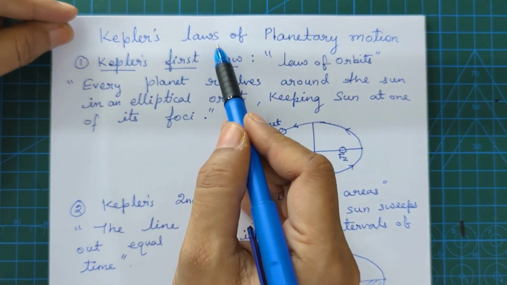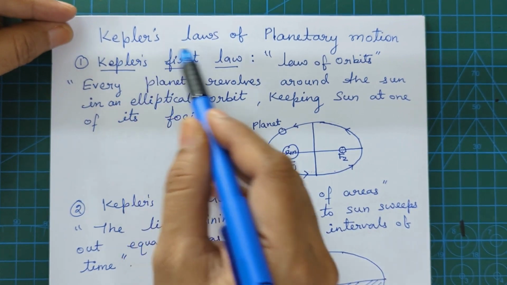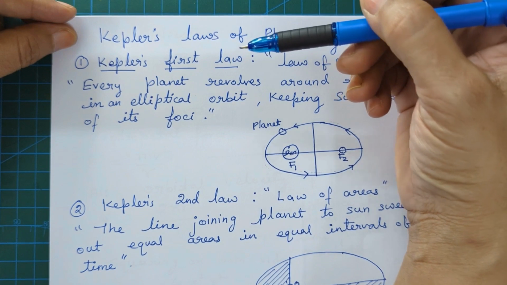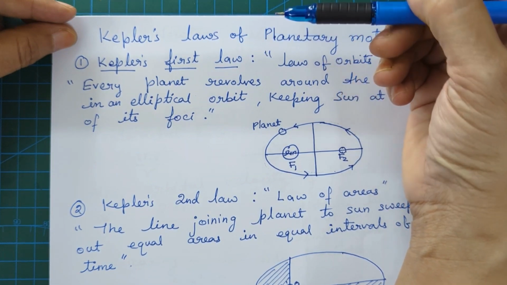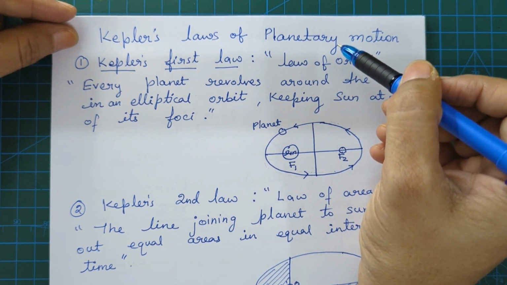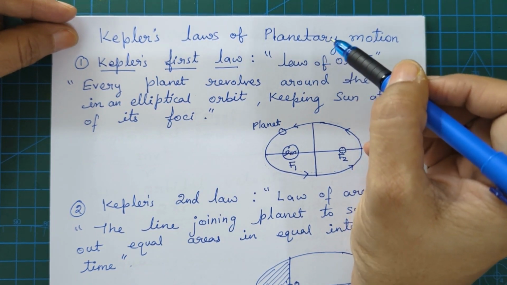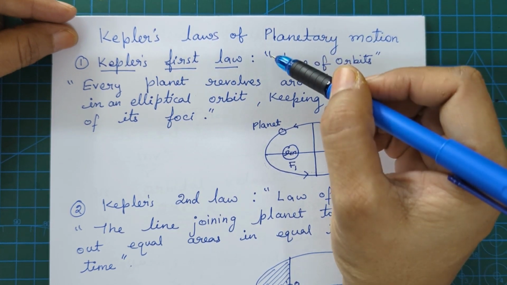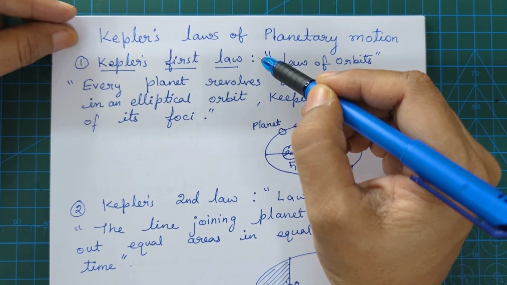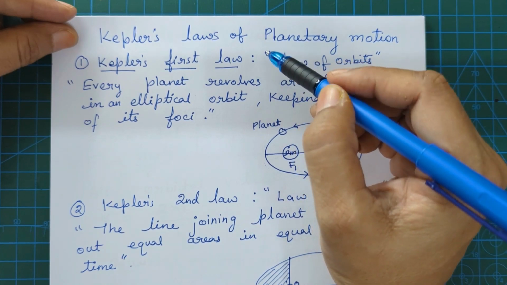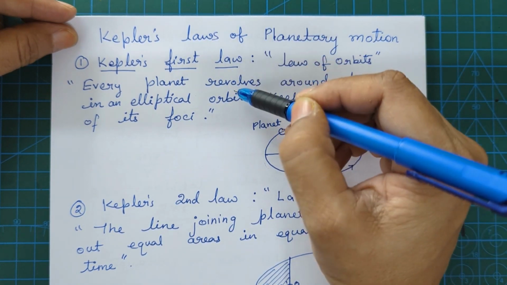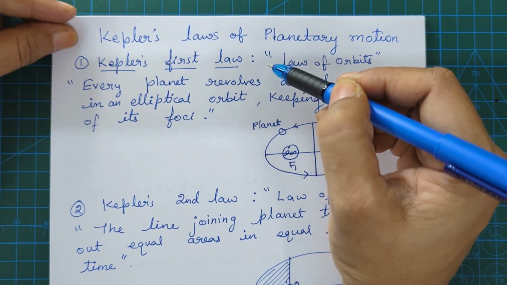Now coming to Kepler's laws of planetary motion. Before I discuss Kepler's laws of planetary motion, I would like to tell who are the giants, scientists and philosophers who have given information about planetary motion. The first one in the line was Copernicus, who first proposed the sun-centric theory. The meaning of sun-centric theory is the sun is at the center of the celestial system, means the solar system in a way. So the sun is at the center and earth and remaining planets revolve around the sun. So Copernicus gave the sun-centric theory.